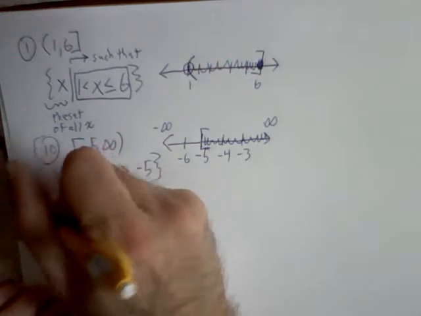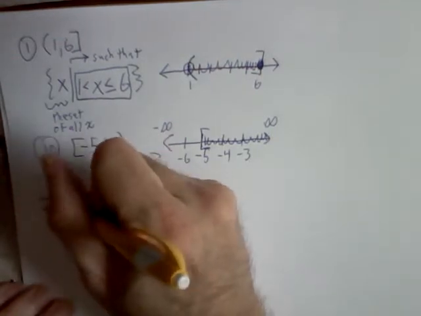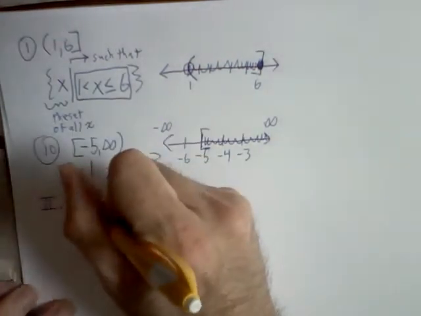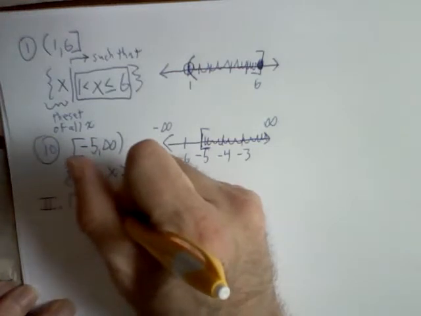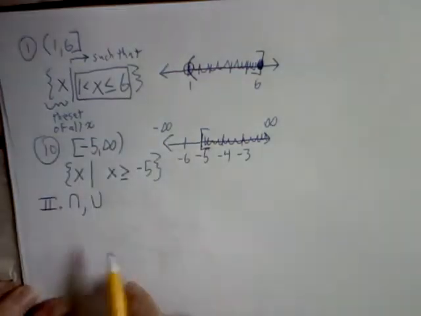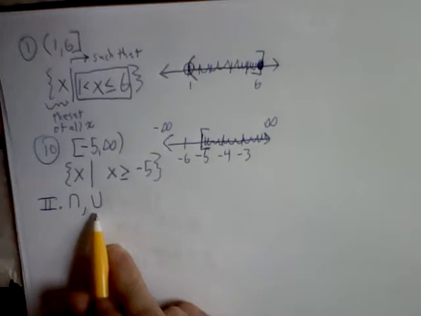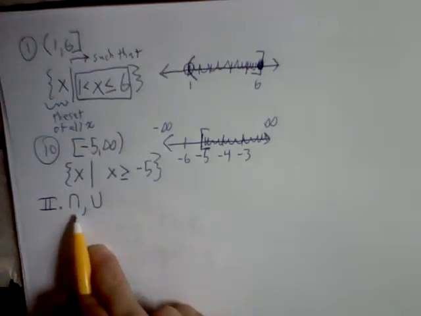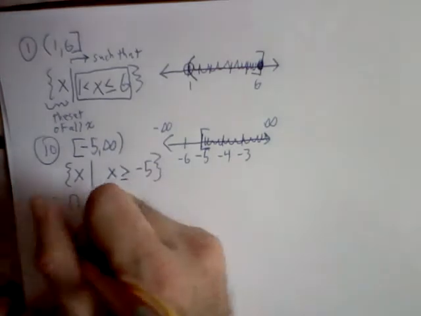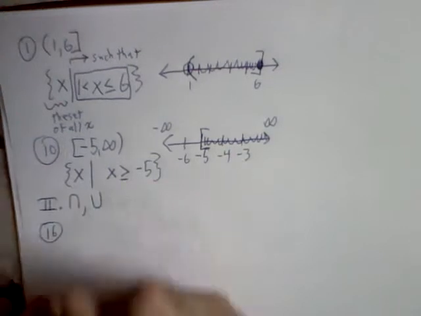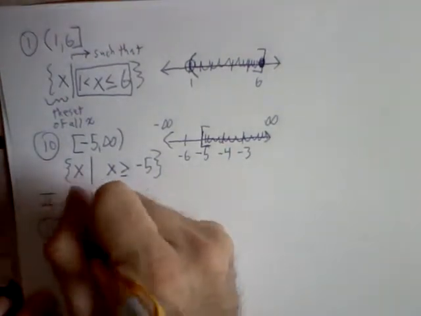Okay, the second deal we have here in this section is the intersection and union symbols. We'll be focusing mainly on the union symbol rather than the intersection, but usually when you see one, you'll see the other. So we're going to sort of kill them both with one stone, so to speak. Okay, so let's take a look.